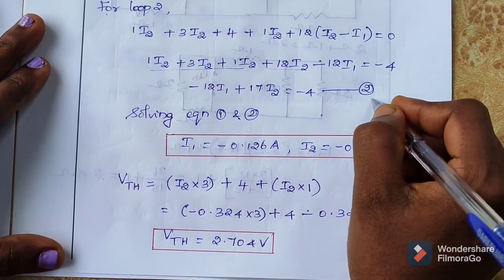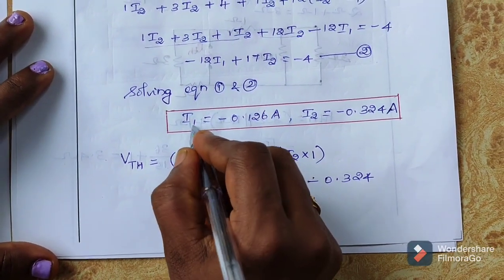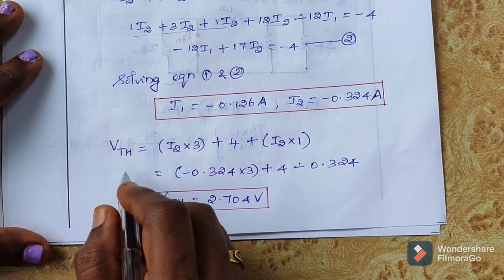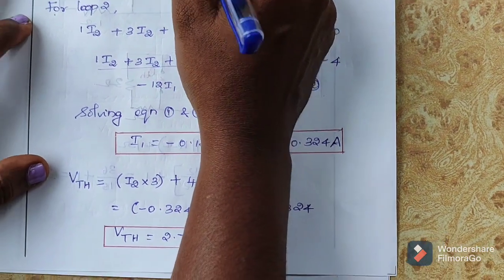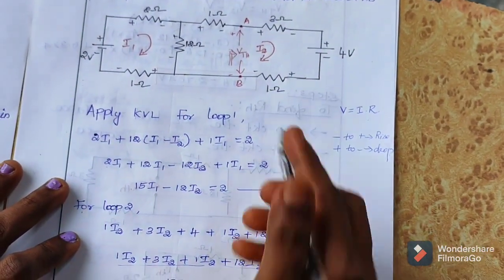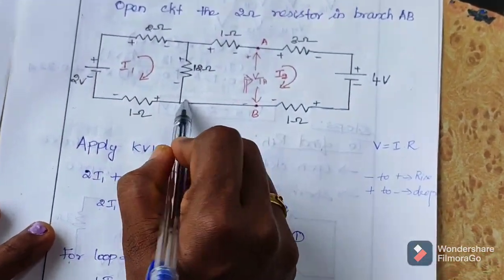Then solve these two equations. So if you solve, what will you get? You will get the values of I1 and I2, and unit for current is amperes. Okay, now we know the current value. So first I will teach you both procedures for these two steps. So from this side you can find out the VTH value, and from this side also you can find VTH.